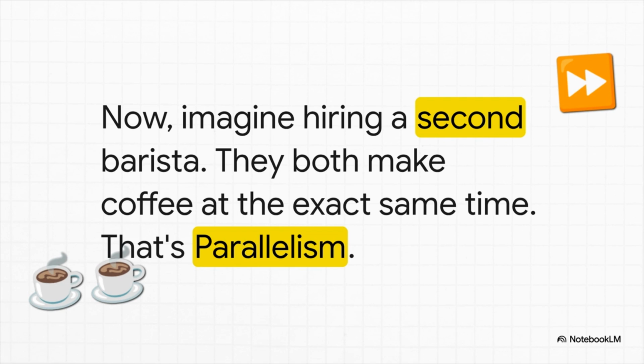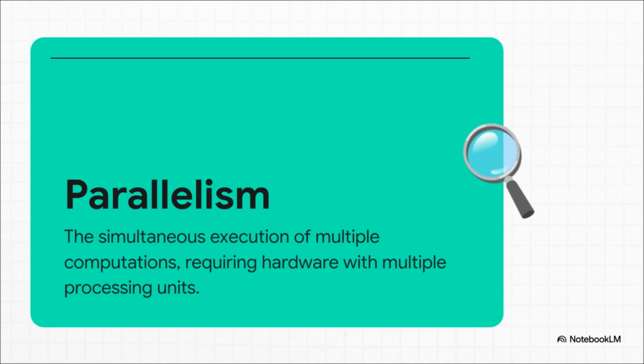But what happens when one barista just isn't enough to handle that line stretching out the door? Easy. You hire a second one. Now you have two baristas working side by side, and they're each making a full cup of coffee at the exact same time. You've literally just doubled your output. You're not just managing multiple tasks anymore, you're doing multiple tasks at the same time. And that is parallelism. The technical definition here is very precise. Parallelism is the simultaneous execution of computations. And this requires the hardware to back it up. You need multiple processors, or in our analogy, multiple baristas, all working at the very same instant.